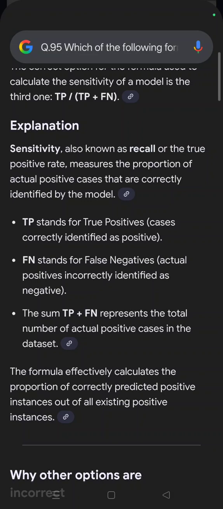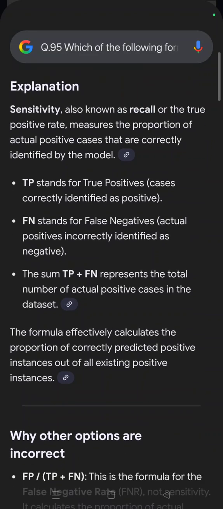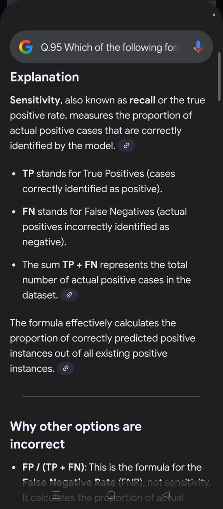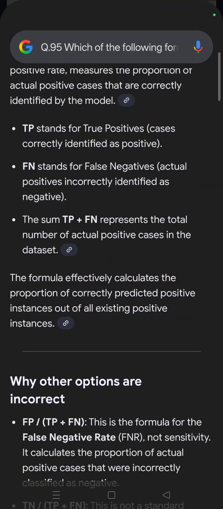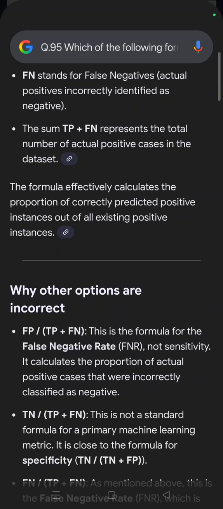Actual positives incorrectly identified as negative. They are positive, but they said negative. TP means those that are positive, they said positive. The sum of TP plus FN represents the total number of actual positive cases in the dataset. TP plus FN: false negatives are actual positives incorrectly identified as negative. The formula effectively calculates the proportion of correctly predicted positive instances out of all existing positive instances.